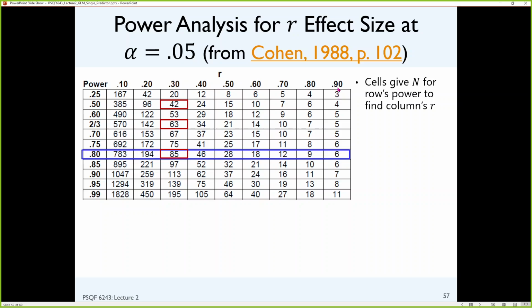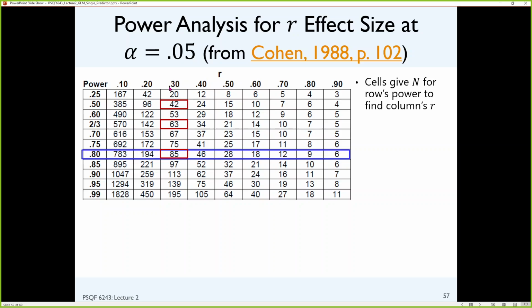So the further to the right, the stronger your effect. These are only positive values of R. Do I need to make a table for negative ones? No. Power for an R of 0.5 is going to be the same as power for an R of minus 0.5. It's just which way the slope goes. The numbers inside the tables are the sample sizes needed to hit that level of power. And now you can see why I picked the numbers that I did.